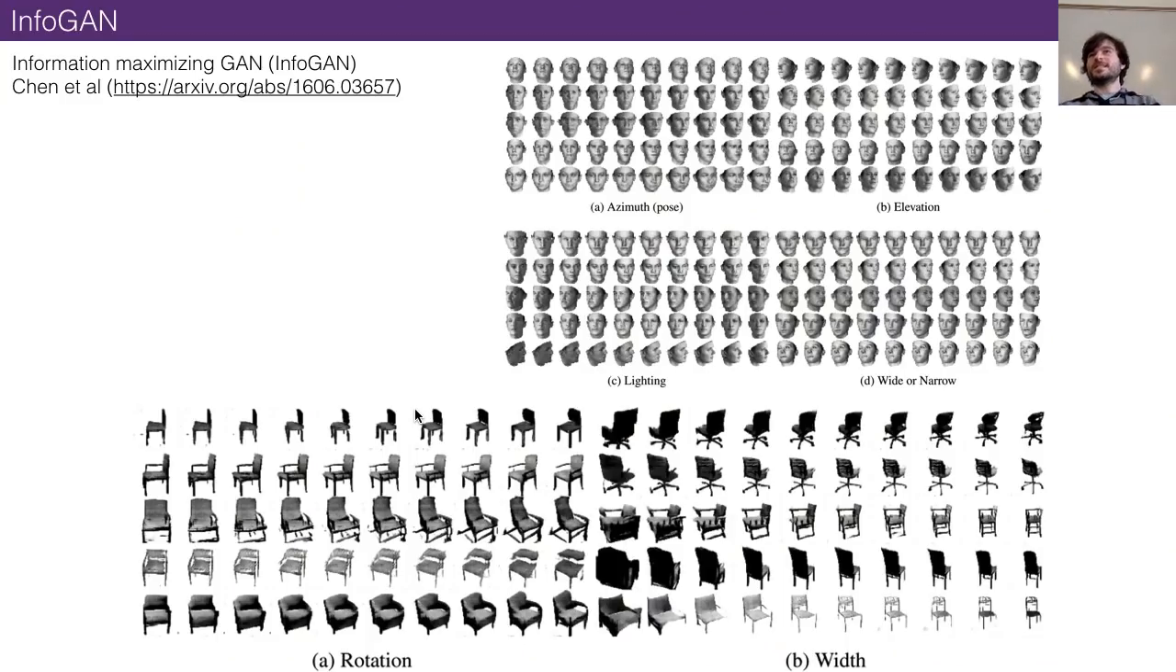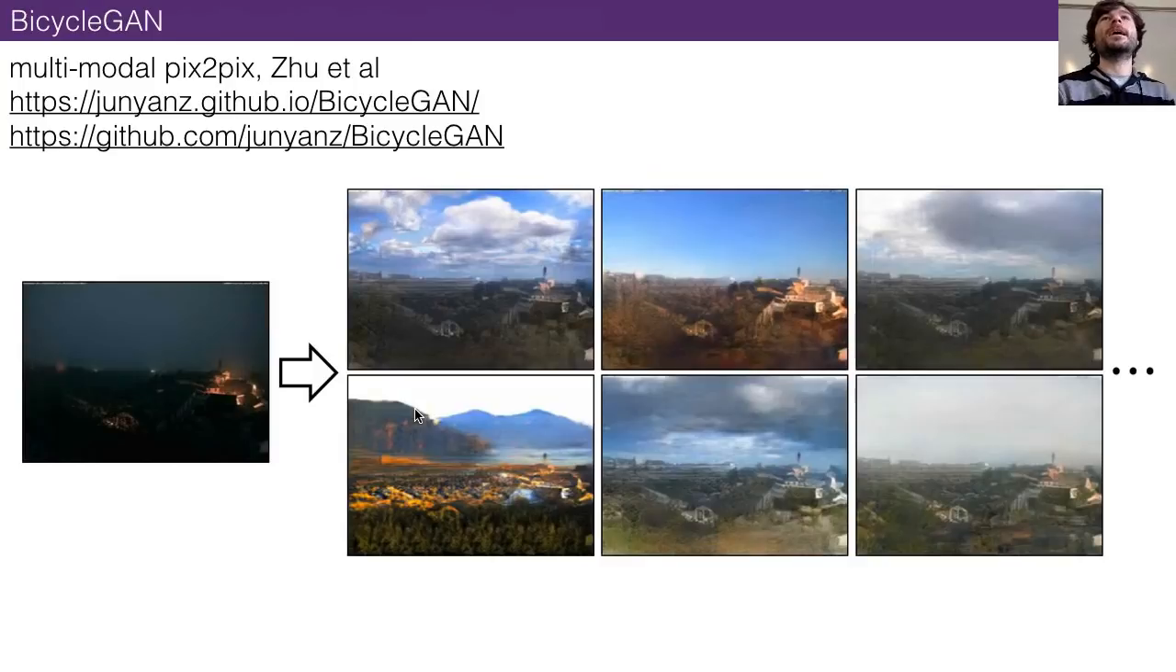InfoGAN, I mentioned that this doesn't take an input as an image, so this is a little bit out of place. I should probably have it earlier. This actually isn't conditional at all. It just has Z basically, but it imposes certain constraints in training that give each element of Z some particular feature that it's responsible for, like rotation or pose or whatever.